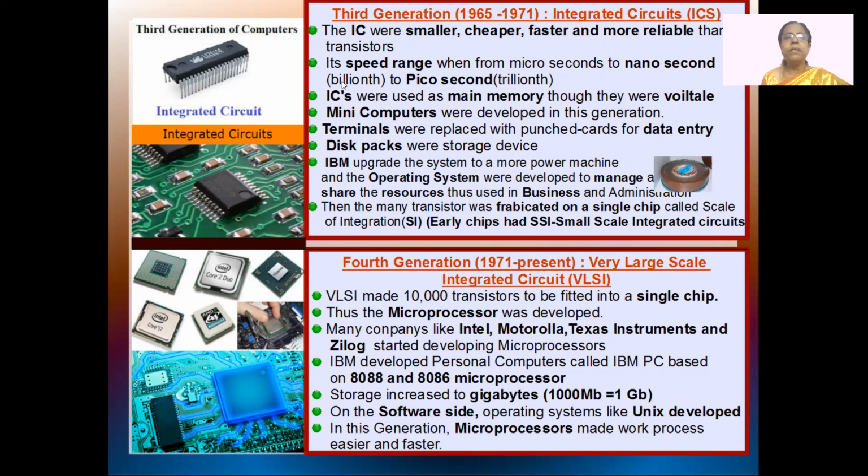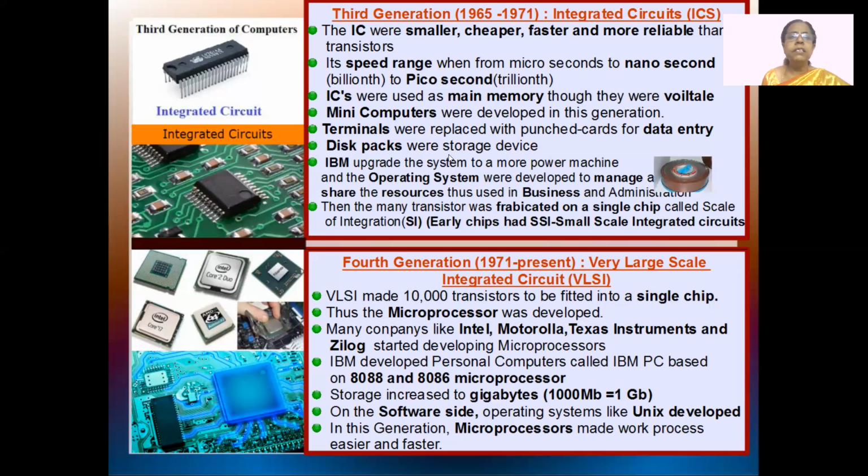And how was the speed? The speed was so fast that from microseconds, now they could do the work in nanoseconds, that is a billionth of a second, and it developed even faster to picoseconds, a trillionth of a second. ICs were mainly used as the main memory. Though it was volatile, volatile means it would be erased. It's not permanent. So where did they use these integrated circuits? In the main memory, and it was volatile.